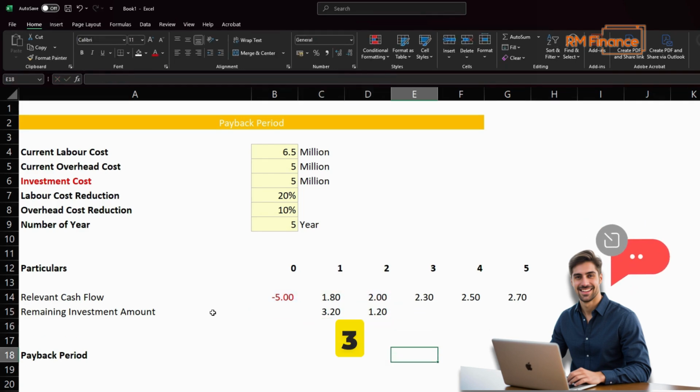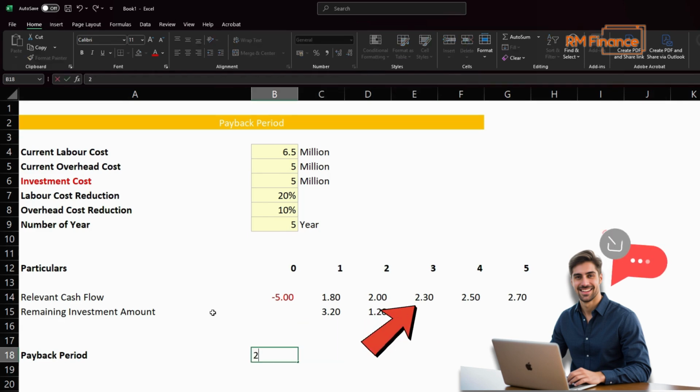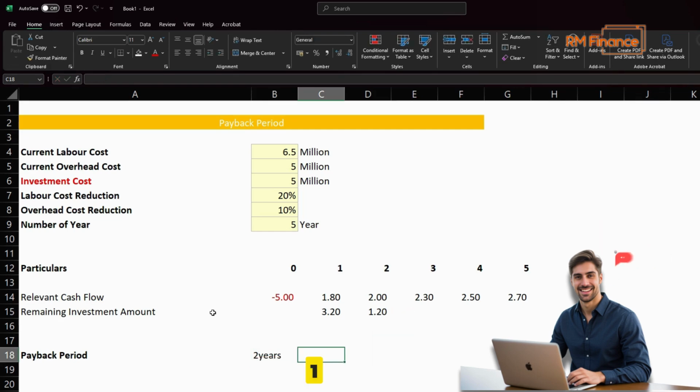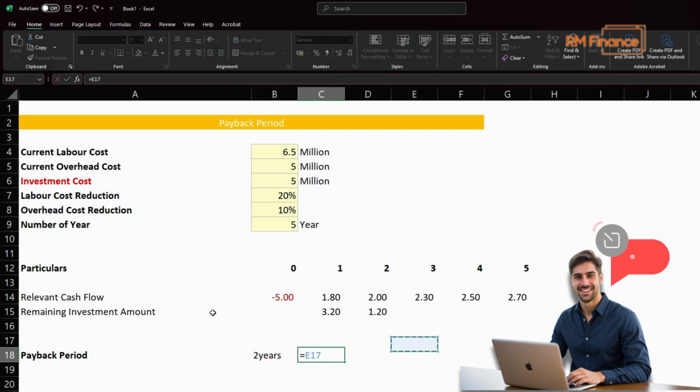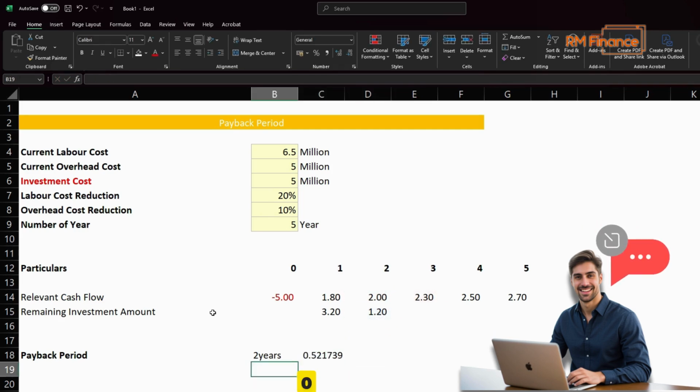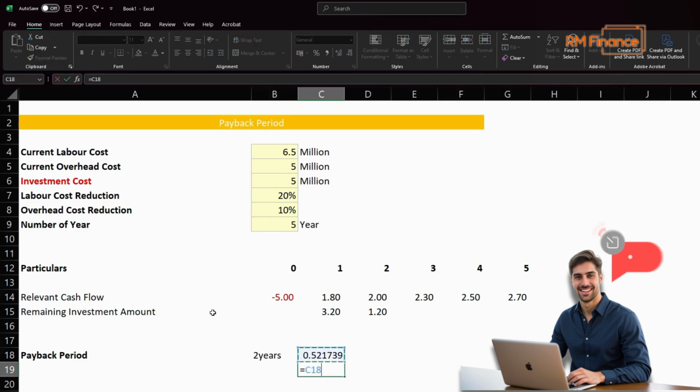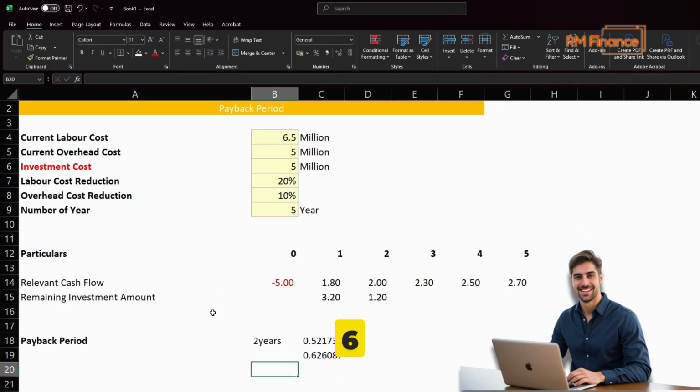Now, in year 3, the expected cash flow is $2.3 million. To determine in which month the remaining $1.2 million will be recovered during year 3, we divide the remaining investment by the year 3 cash flow. We get 0.52. Converting 0.52 years into months gives us approximately 6 months. So the total payback period is 2 years and 6 months.